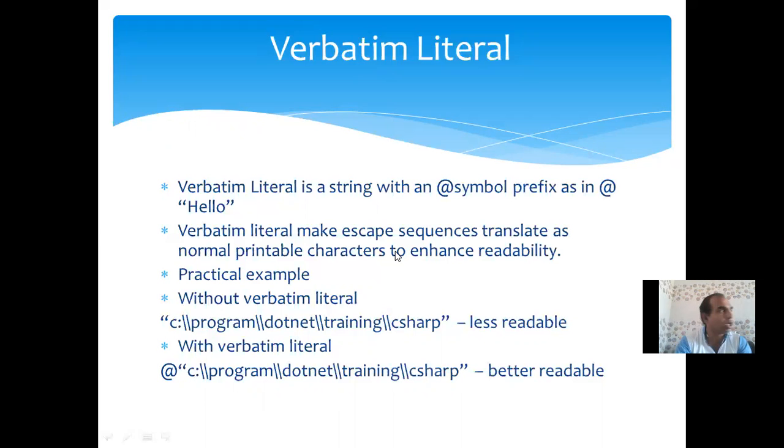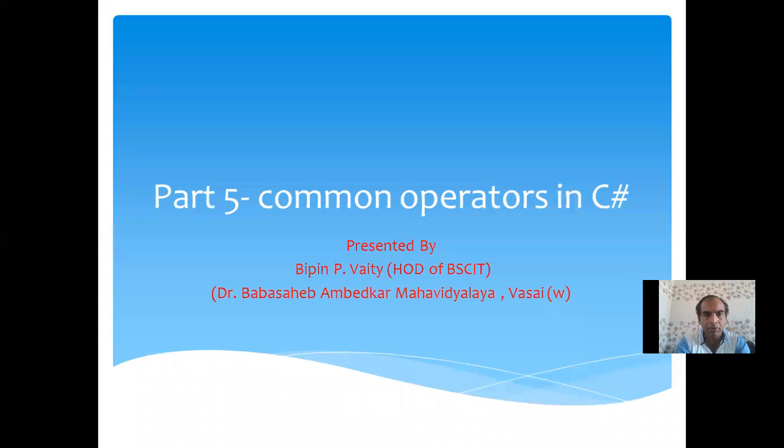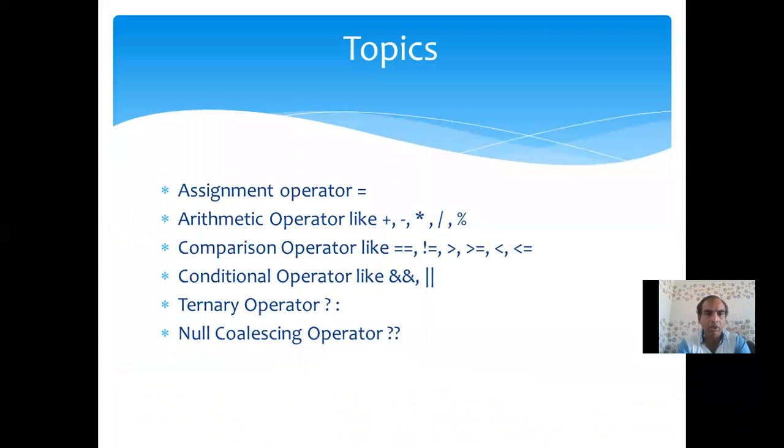Now you understood how to declare literals and the built-in data types. Now the next point is the common operators in C#. We have already learned this in C++, so I go through that directly. There are the assignment operator, arithmetic operator, comparison operator, conditional operator, ternary operator, and null coalescing operator.